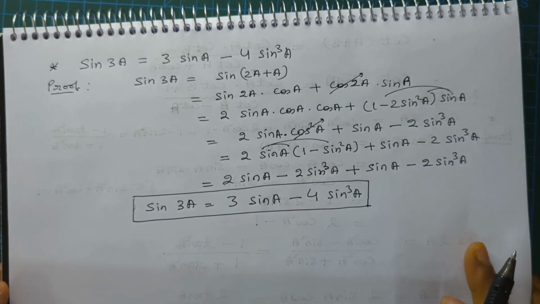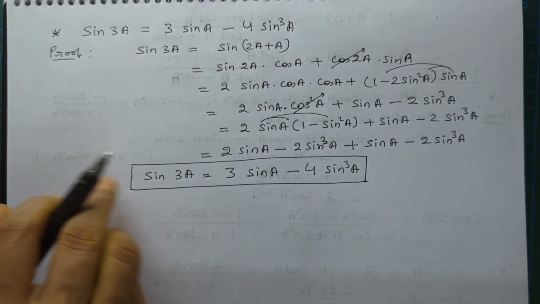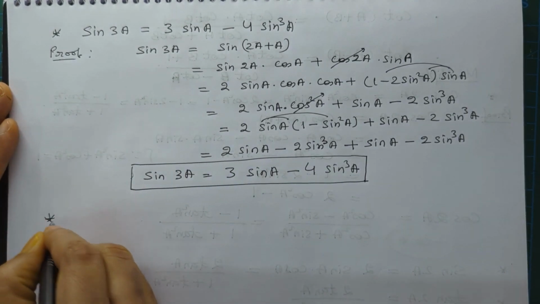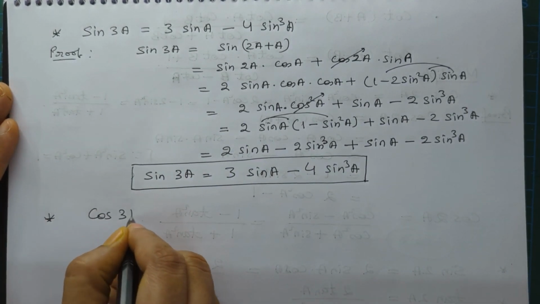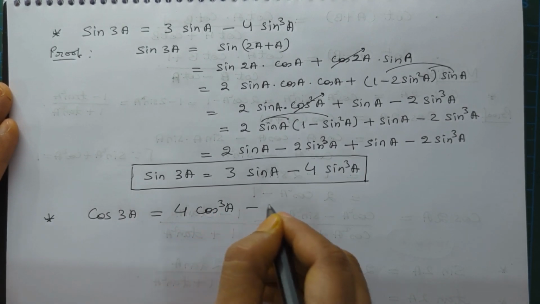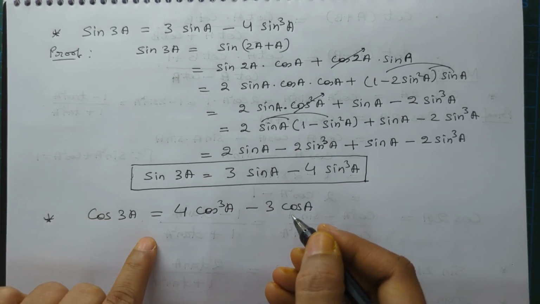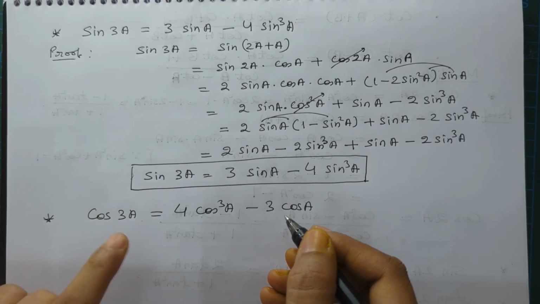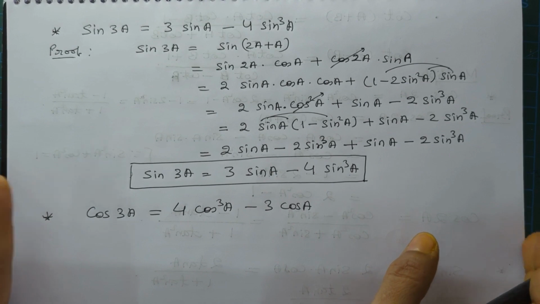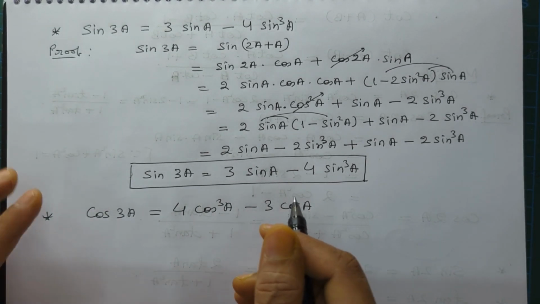On the same lines, we can derive the formula for cos 3A by converting everything to cos, because in the sine formula we have everything in terms of sine. So similarly, the formula for cos 3A is 4 cos cube A minus 3 cos A. How to derive? Cos of 2A plus A. Use the formula cos of A plus B, which is cos A cos B minus sin A sin B, and there every sine has to be converted to cos using fundamental trigonometric identities.